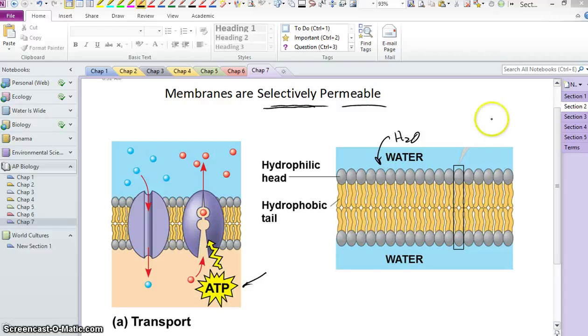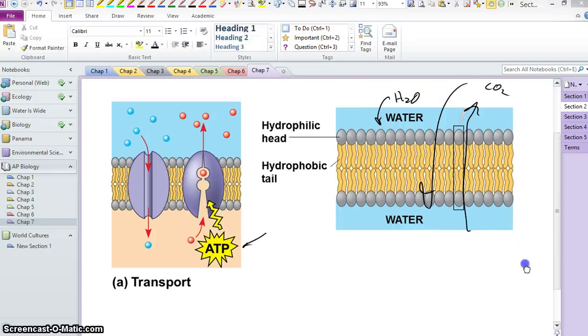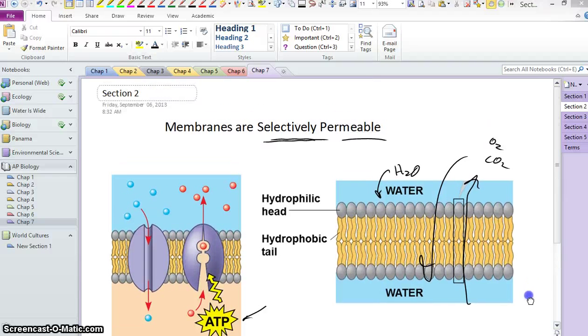Some molecules that are small and don't have a charge, like oxygen and CO2, can readily diffuse across membranes. And so when a cell is doing lots of cellular respiration and using up lots of oxygen, oxygen will be coming in, and the CO2 given off will be released. And those kinds of things can easily pass across a membrane.